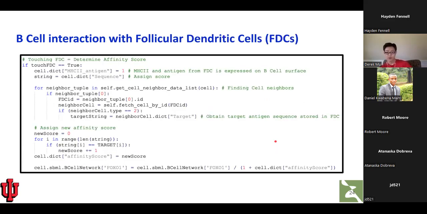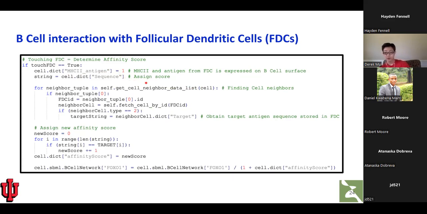So now I'm going to go over what happens when B cells interact with each specific cell type. So starting with FDCs, the antigen from the FDC is expressed along with the MHC2 antigen on the surface of the B cell. And this was done by setting the dictionary value to 1.